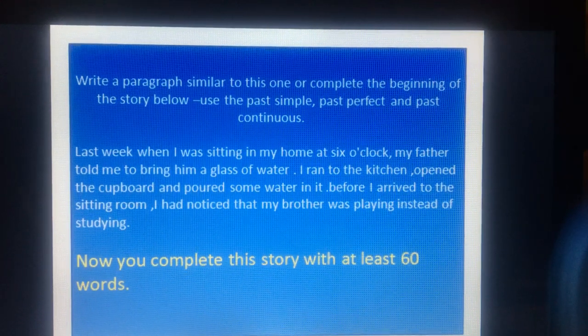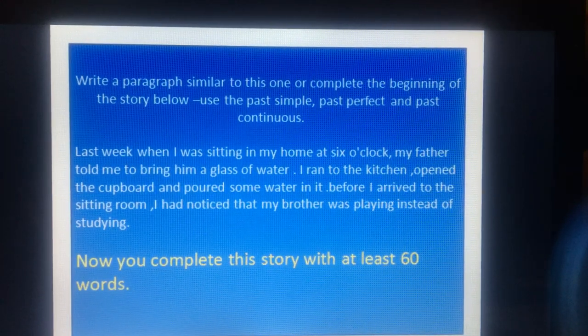I'll give you a beginning here, and you can start with it: Last week when I was sitting in my home at 6 o'clock, my father told me to bring him a glass of water. I ran to the kitchen, opened the cupboard and put some water in it. And before I arrived to the sitting room, I had noticed that my brother was playing instead of studying. What happened next? It's your imagination.